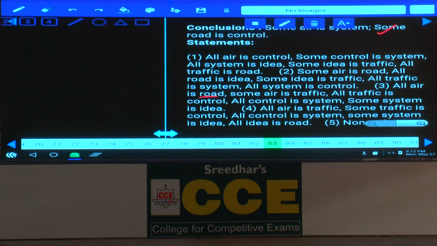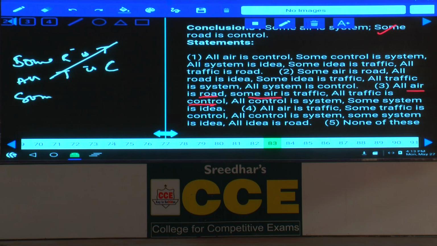All air is road, all traffic is control, then all air is road, some air is traffic. Then what is the conclusion I got? Some road is traffic, and with the help of the first two, some air is traffic. And next one, all traffic is control. All traffic is control means traffic is gone, and some road is control. If some road is control and all control is system, then C and C are crossed, and some road is system. Some road is system, isn't it?